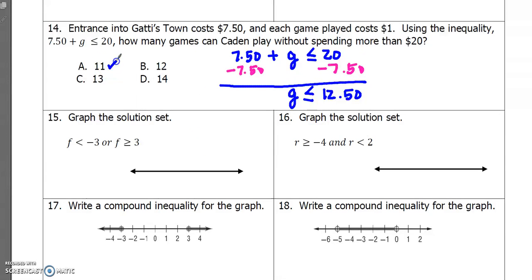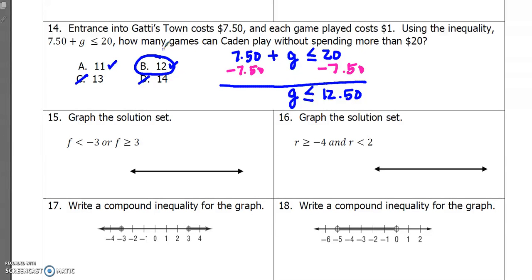Well, the 11 would work, and he could play 12 games, but he couldn't play 13 and he couldn't play 14. It says how many games can Caden play without spending more? So we can play 11 games, but we can play up to 12 games. So B is going to be the correct answer for number 14.